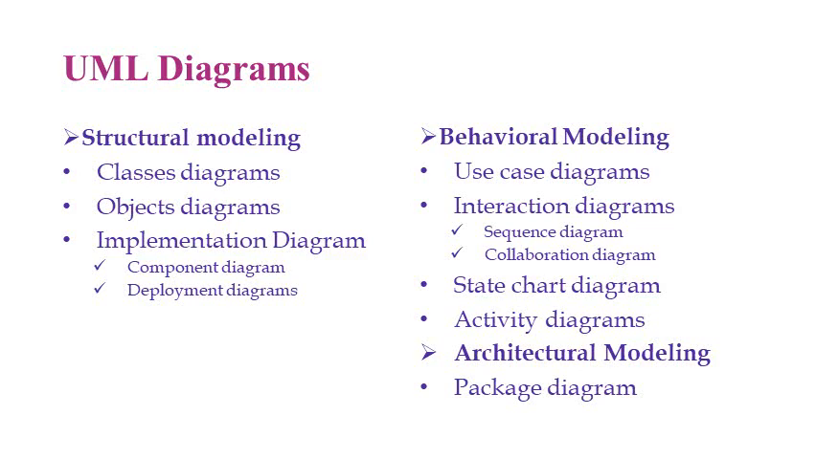Then last, architectural modeling. Now under this architectural modeling we have package diagram. Now package diagram is the grouping of both structural as well as behavioral elements. So both diagrams, that is structural and behavioral diagrams, come into package diagram. Now this is all about the UML modeling types, that is structural, behavioral and architectural, and different UML diagrams.